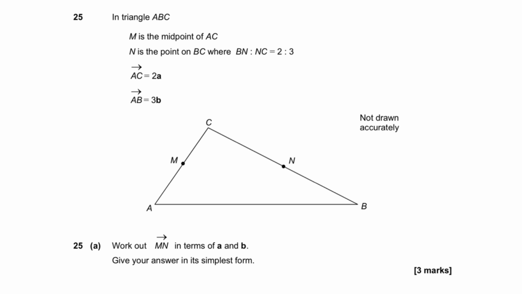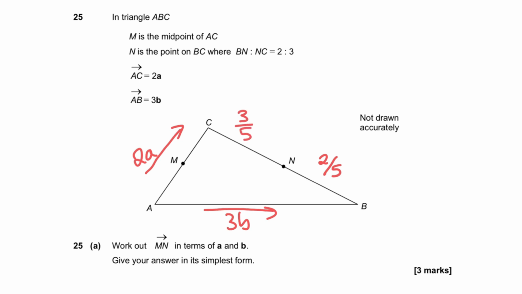So I'm going to start off by writing down what we know. The distance from A to C is 2a in this direction. The distance from A to B is 3b in this direction. We also know that M is the midpoint of AC and BN is 2/5 of the way down BC. So NC must be 3/5 of the way down BC.